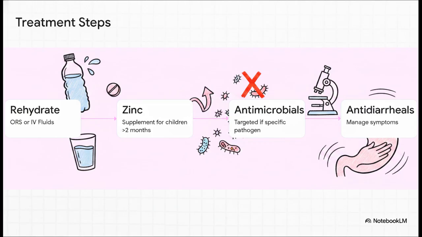Step 2, zinc supplementation for kids over 2 months old. This is a game changer. It can actually cut the severity and duration by up to 40%. Step 3, targeted antimicrobials, but only if you have a specific bacterial or parasitic culprit identified. And finally, Step 4, antidiarrheal drugs to manage those awful symptoms.